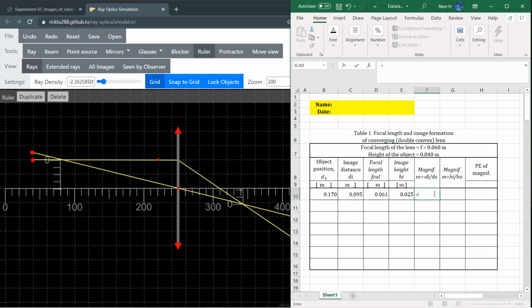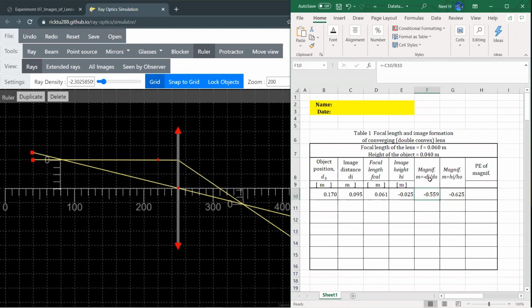Okay, let's do the magnification also. Magnification equals negative di over d0. And the image you can see is towards the negative side. If it is inverted, we have to record the image height with the negative sign, right? It's negative 0.25 centimeters. Magnification from the image is going to be image height divided by object height, which is always the same, 0.04.